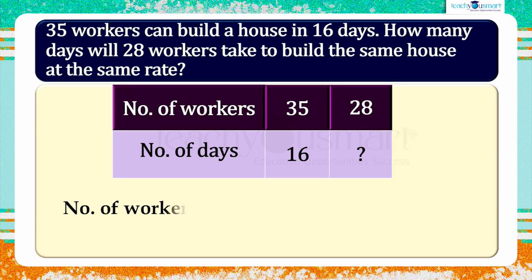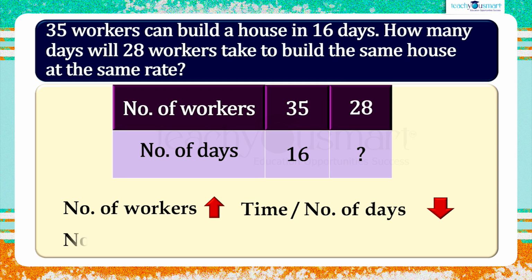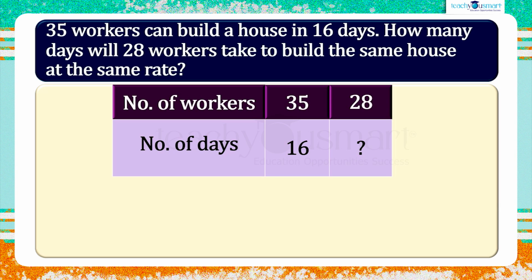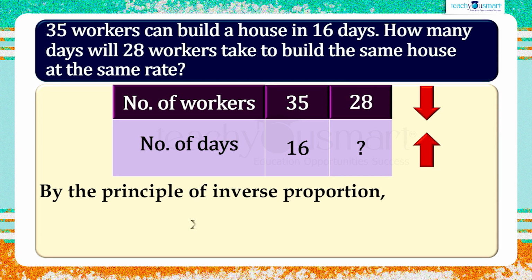We know, when the number of workers on a job is more, it takes less time to complete it. Or, if the number of workers is less, then it takes more time to complete the work. Here the number of workers is decreased from 35 to 28, so more time should be taken to complete it. Therefore, it is in inverse proportion. We know, by the principle of inverse proportion, x1 y1 equals x2 y2, where y1 and y2 are the corresponding y values of both x1 and x2.